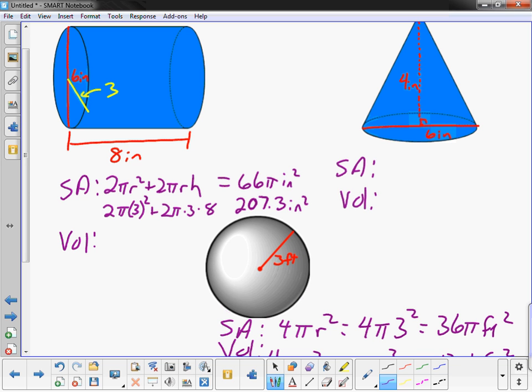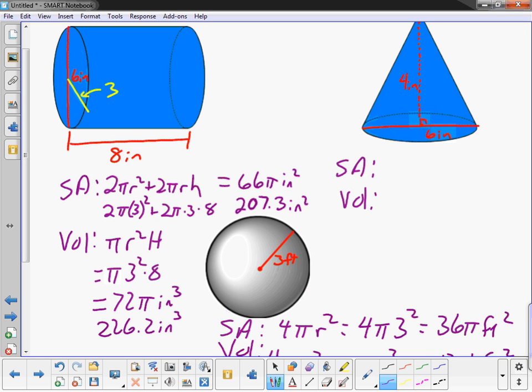Now the volume is pi r squared height. So pi times 3 squared times h, the h is 8. That's the distance between circles, that's the height. So that gives me 9 times 8, that's 72 pi cubic inches. Now if I multiply that out, I get 226.2. Now, where am I getting this pi from to use? Am I just using 3.14? No, I'm using the pi button on my calculator. So it gives me that longer decimal value.